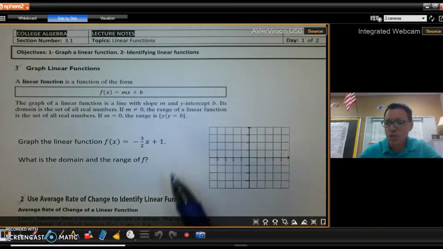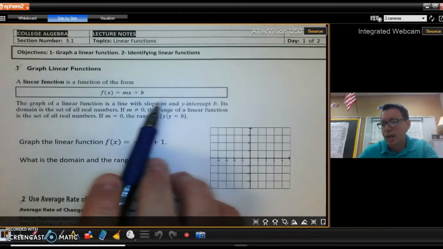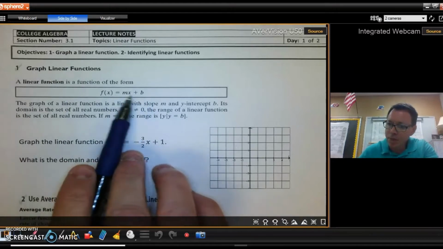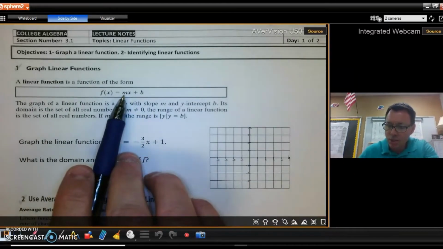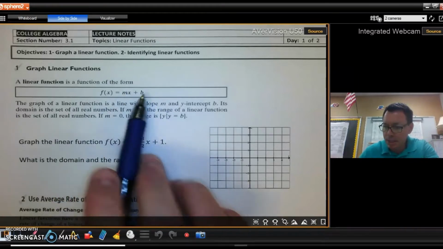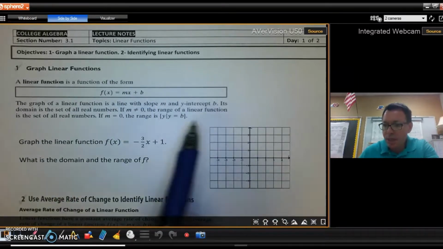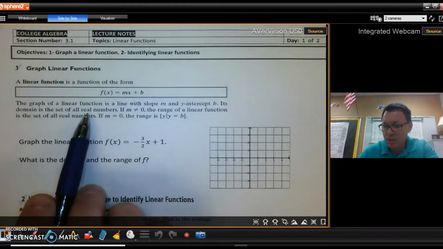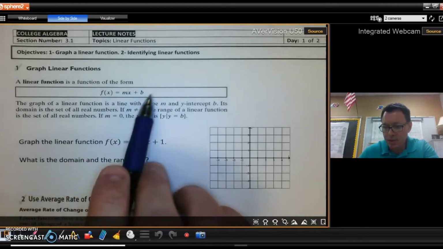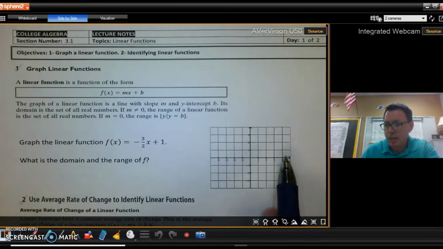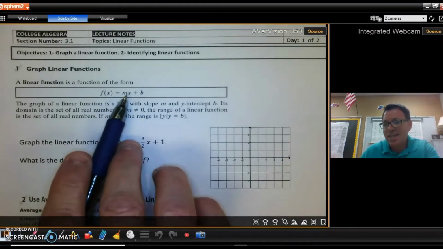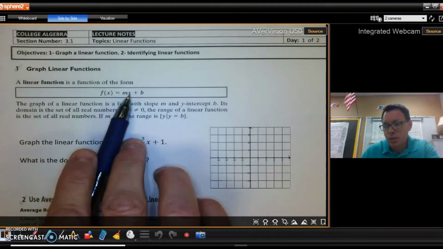Okay, so first off, a linear function is a function of this form. This would be in what is called slope-intercept form, where the m is your slope and the b is the y-intercept. The domain would be the set of all real numbers. There's no fractions, there's no radicals, so we can plug anything into that. The range would be also all real numbers unless there's no slope.